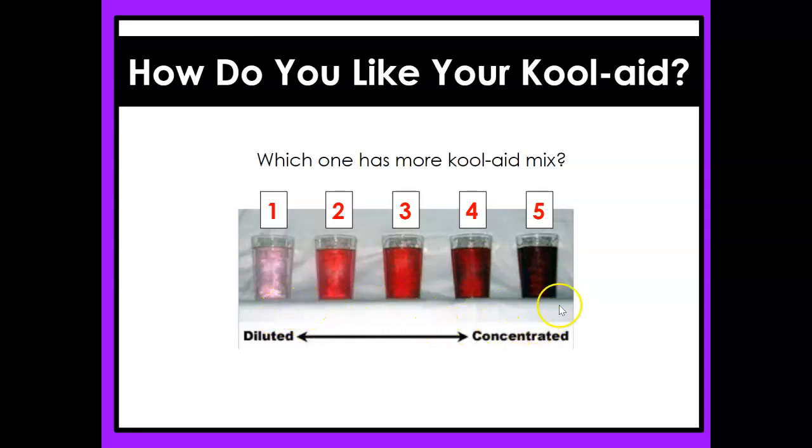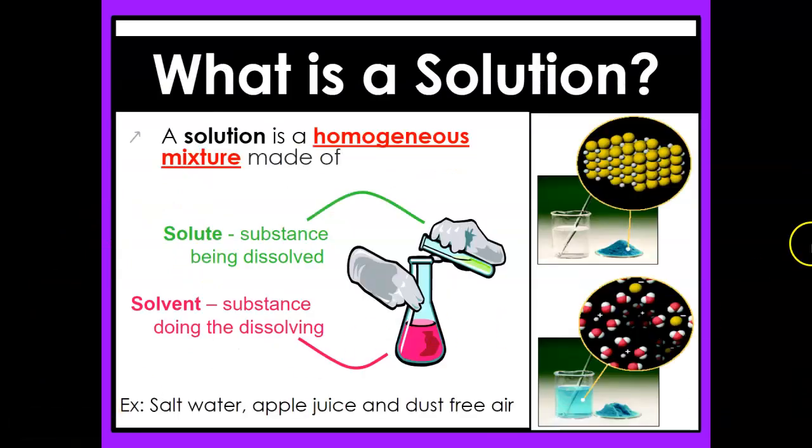So as we go from 1 to 5, the concentration of the Kool-Aid mixture increases. So there's more powder in the water. And that's what we're going to be talking about today. Solubility, solutes, and solvents. Okay?